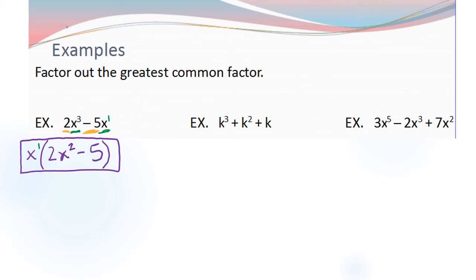There's nothing other than, you can't take anything out of the 2 and the 5, and the x squared and the constant doesn't work. So that's how you're sure that you've gotten the GCF.